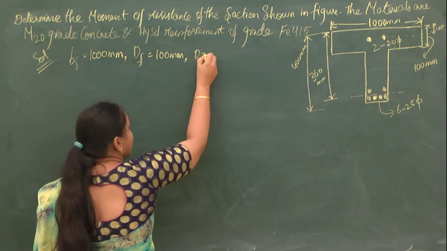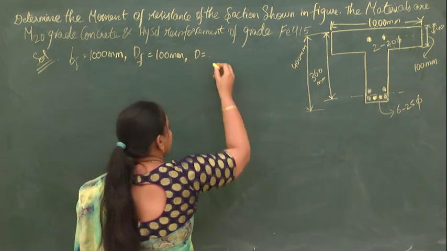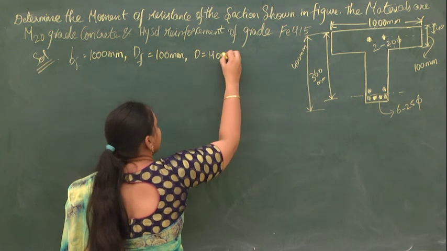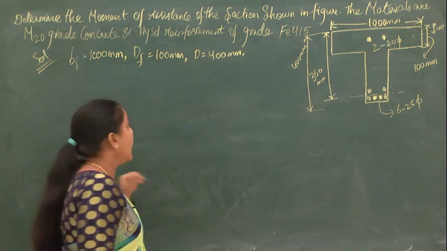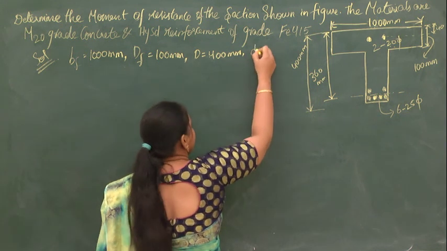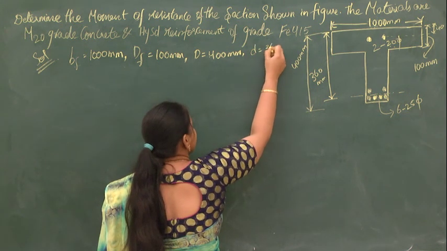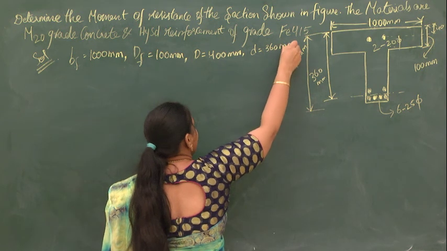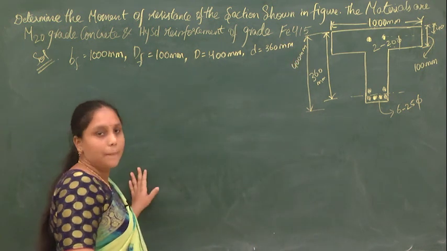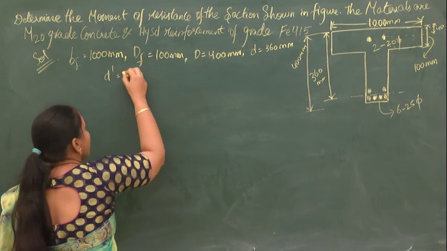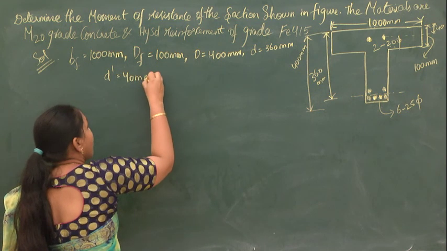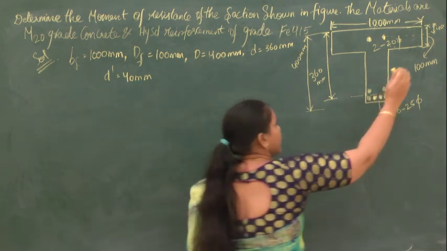The overall depth of the beam is given, which is 400 mm. And the effective depth is given. What is the effective depth here? It is 360 mm. And D dash is given. How much is the value of D dash? It is 40 mm. You can see here.